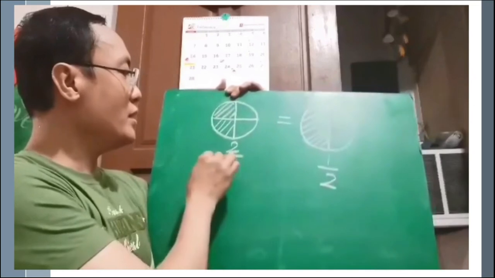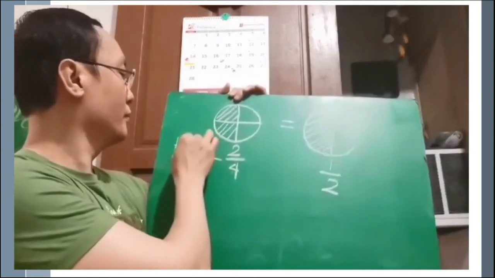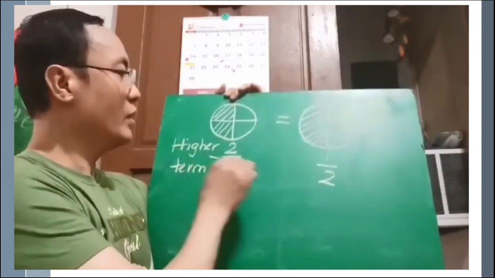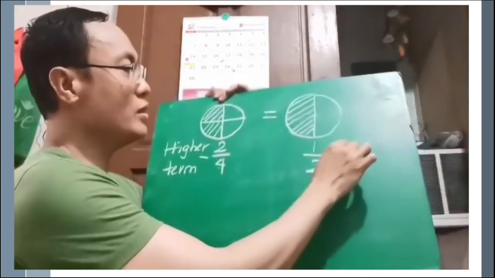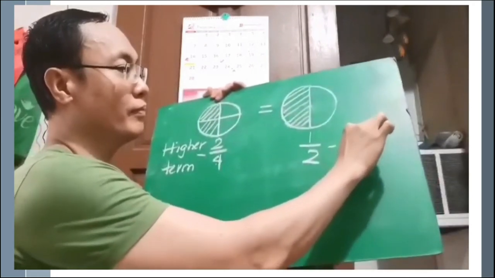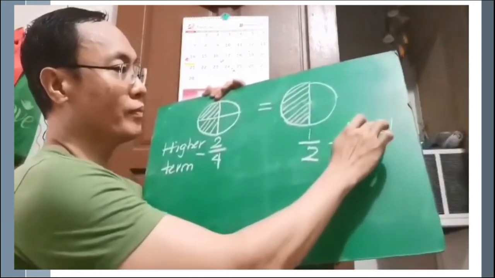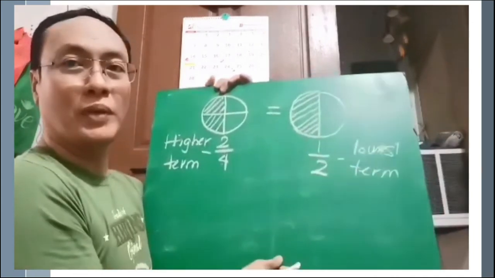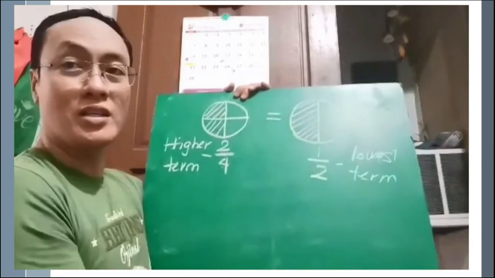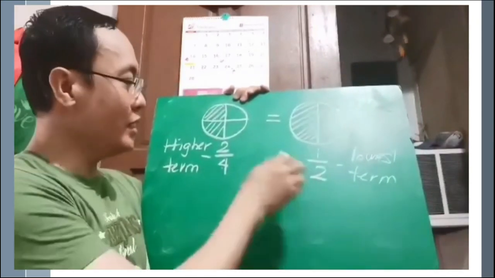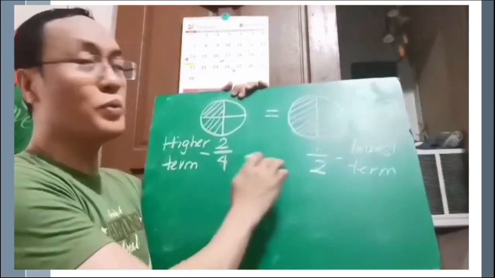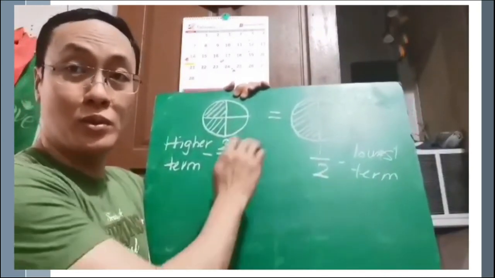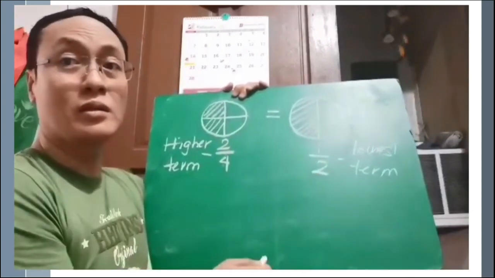2/4 is written in higher term, whereas 1/2 is written in lowest term. Okay, but these fractions are the same. They are equal. Okay, so how do we change 2/4 to 1/2 without showing the illustration or the drawing?